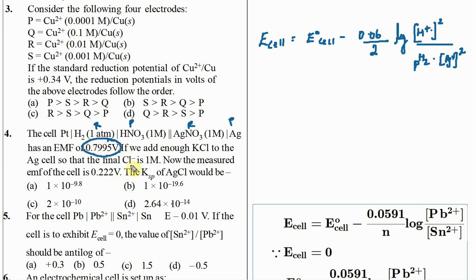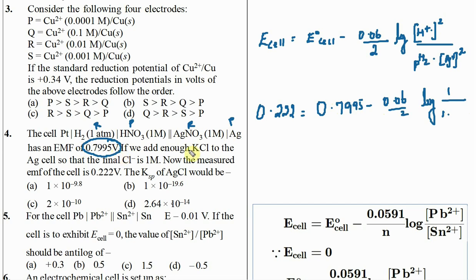Now we have our second electrode, or second setup rather. We are going to write the same thing again. In this case, the E cell is 0.222 equals your E naught, which is 0.7995 minus 0.06 by 2 log of. I have not changed anything in terms of the anode, so this is 1.